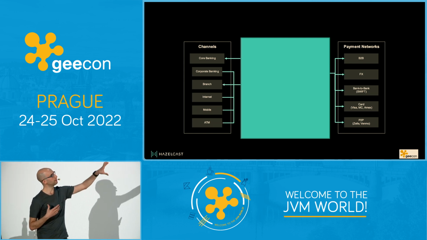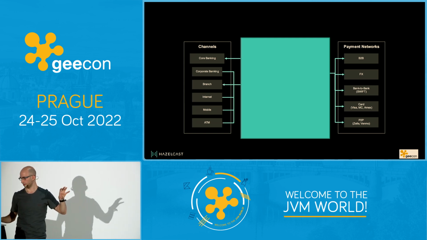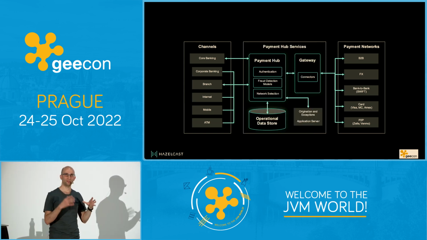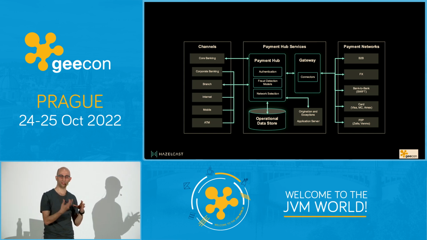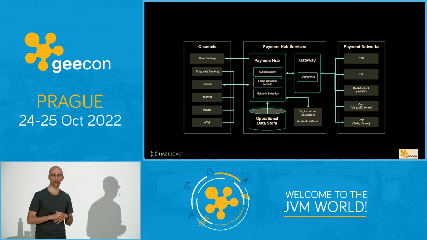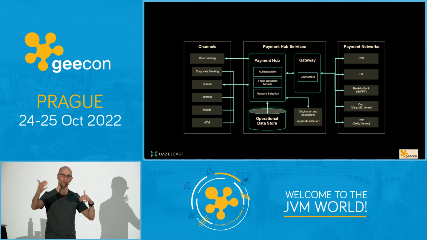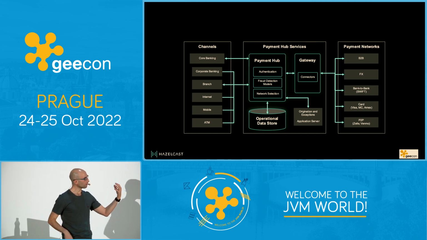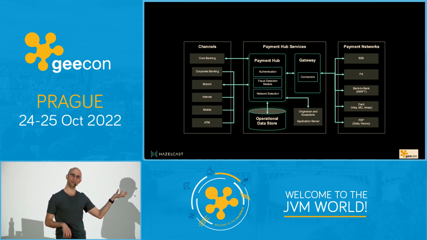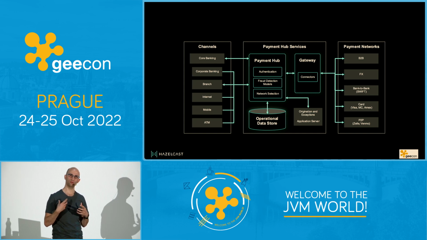And your solution in the middle consists of two blocks, right? So we have the payment hub. This will require some kind of authentication for the card, for example, or account, the fraud detection solution, and network selection. So this is based on geographical location. And we also have the operational data store. The operational data store doesn't mean traditional databases. It means some kind of caching solutions, right? Because most of the time when you deal with fraud detection, you want to have the process as fast as you can.